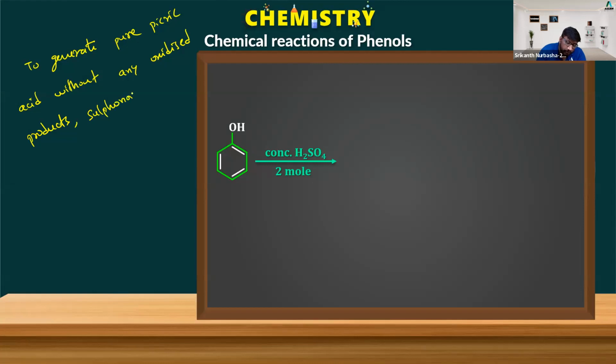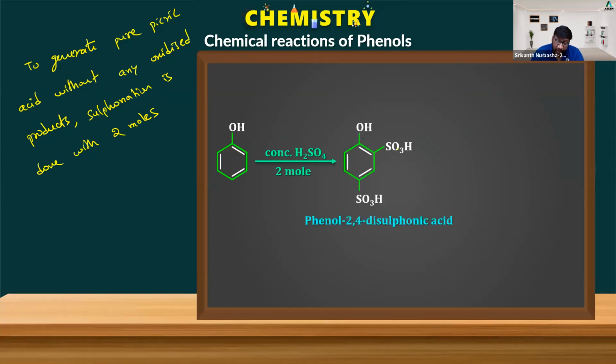Sulfonation is done with 2 moles. What we are doing is, the sulfonation is actually protecting the positions. We are not allowing the oxidation to happen. With 2 moles of H2SO4, if sulfonation has been done, you will get SO3H at both the ortho and para positions. So you'll get phenol 2,4-disulfonic acid. After that, if you treat with concentrated HNO3, you will have more NO2+ in the reaction mixture. So now all the 3 positions are going to be occupied by NO2. So you'll get picric acid again.